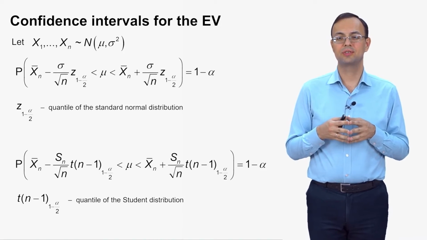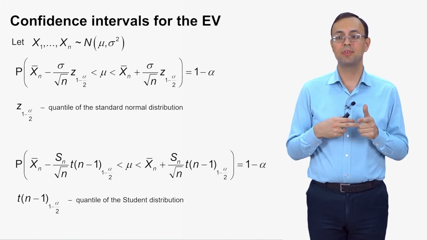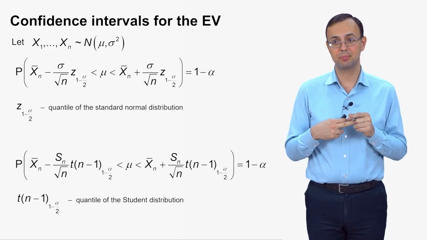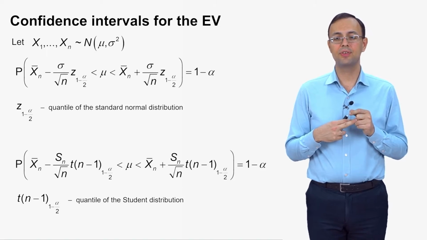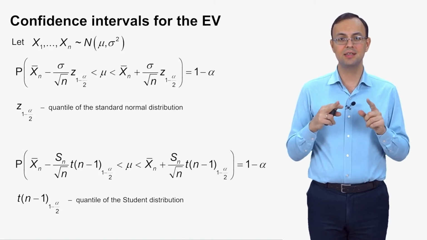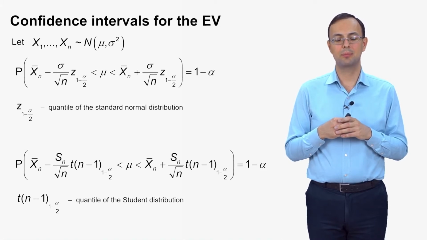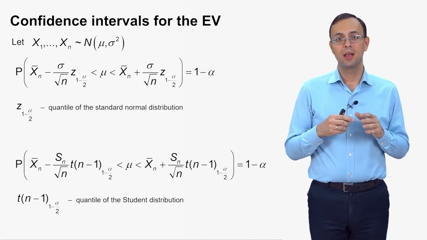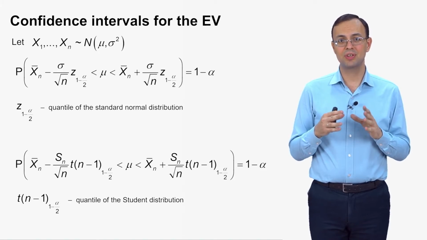So the second formula is the formula of the confidence interval in case of unknown sigma. Here you see that you need the sample mean and the sample variance. Sn in this formula is the square root of the sample variance, and the quantile of the Student's distribution. So this t of n minus 1 with index 1 minus alpha over 2 is the quantile of the Student distribution. We have not discussed this distribution yet.